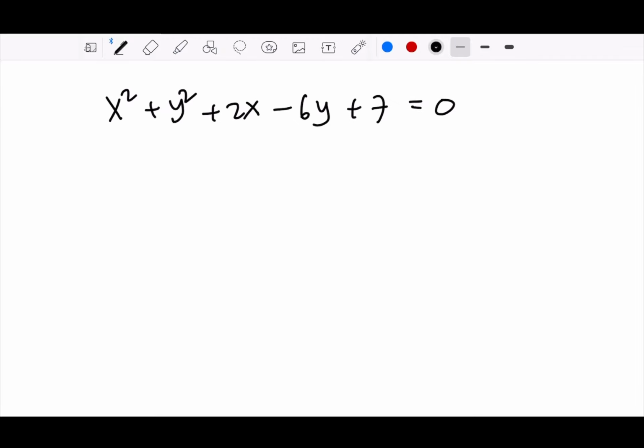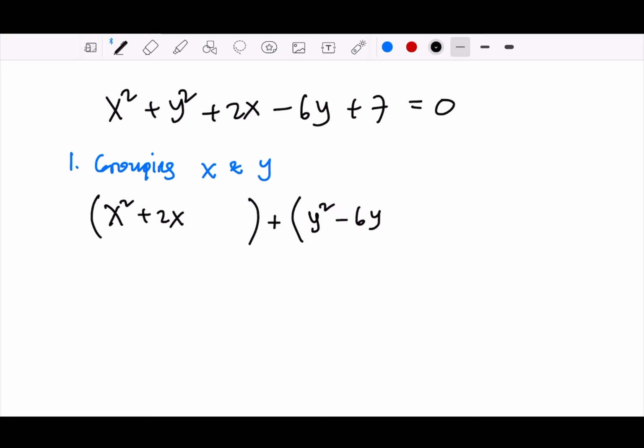So the idea is, first, grouping x and y. So x squared plus 2x. To help out, just make some brackets and make some space on the right side of 2x, and then this one will be the y, and also give spaces there, brackets like that, and the other side will be the constant. Let's complete the square for x and y, right?